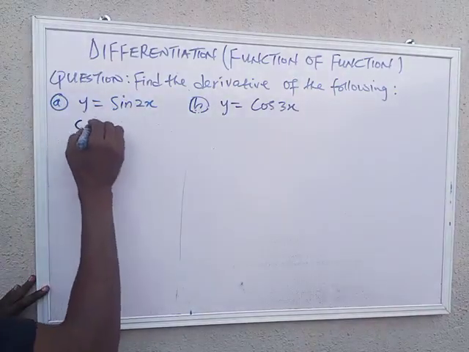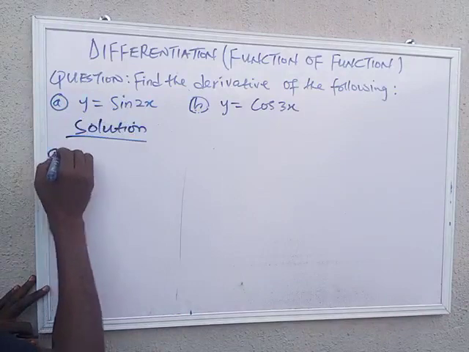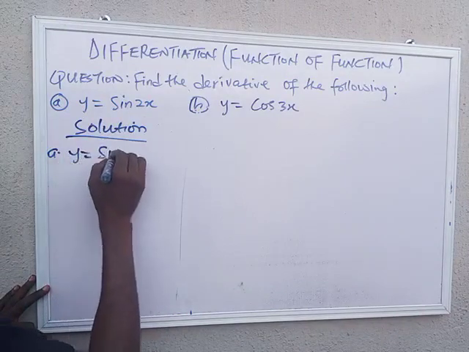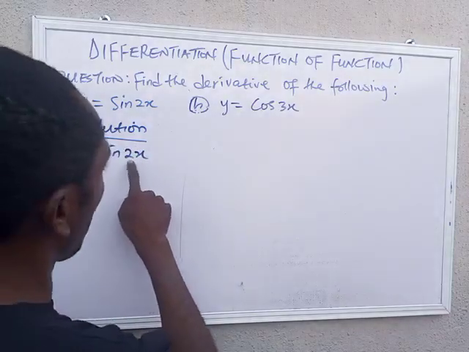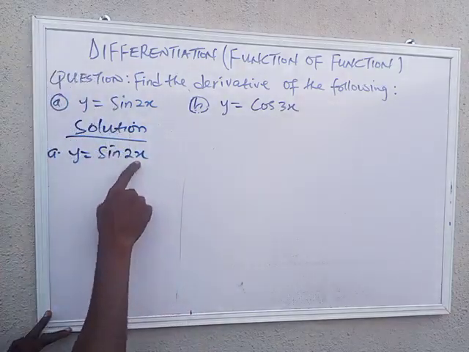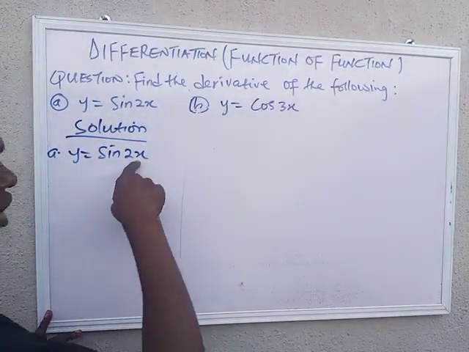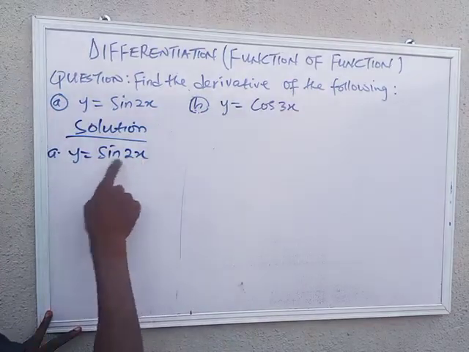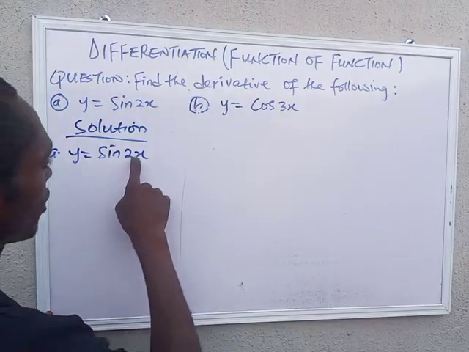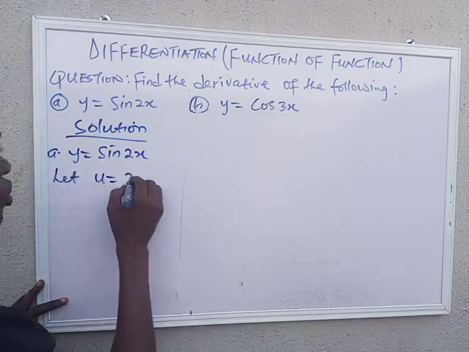Now, let's solve this first question. A, I have y equals sine 2x. Now what we're going to do is take 2x to be a particular term. We can call it u or any other alphabet, but we can't call it x or y because we already have x and y here. So we can decide to call this u. So let u equal 2x.